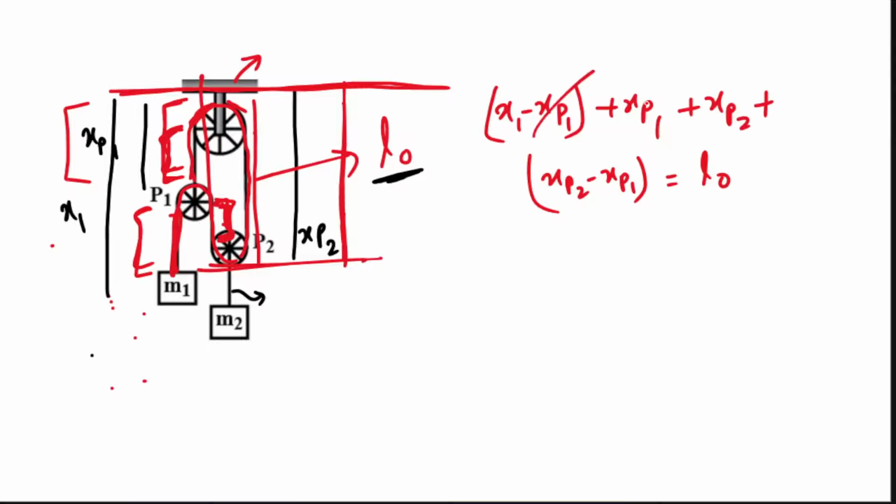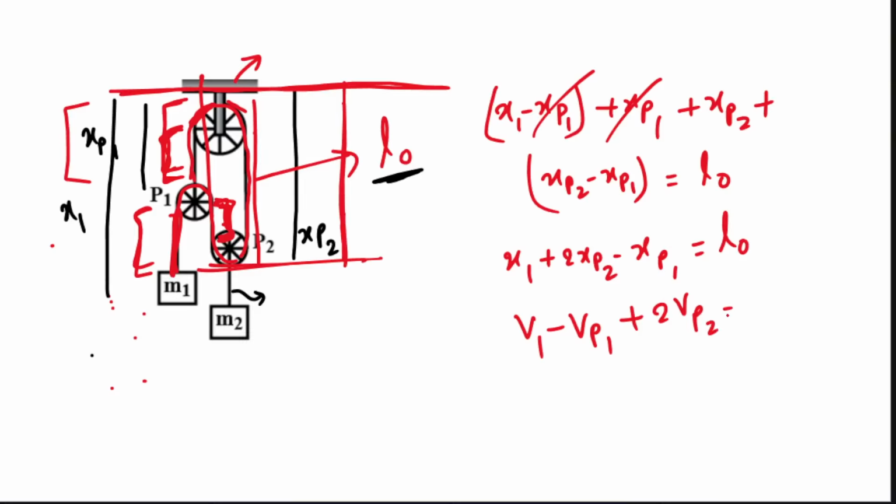Okay. अब देखो जो कट हो रहा है उसको आप कट कर लो. x1 plus 2xp2 हमें मिल रहा है minus xp1 is equal to L0. Now differentiate on both sides with respect to time. First time अगर differentiate करते हैं, we will be getting v1 minus vp1 plus 2vp2 is equal to 0. Right? Again differentiate it. a1 minus ap1 plus 2ap2 is equal to 0.